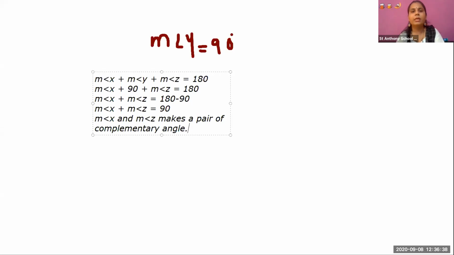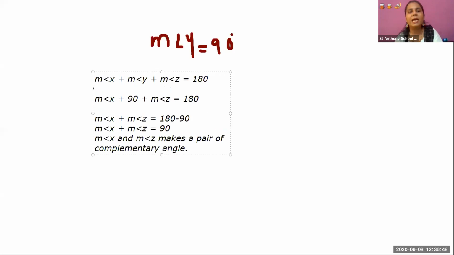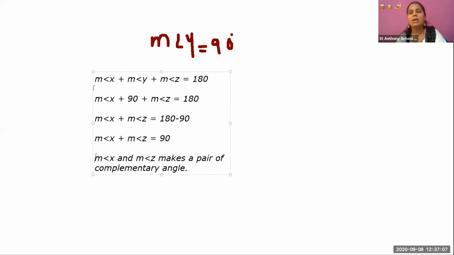Okay, so again let me make you understand this. The measure of angle X plus angle Y plus angle Z is equal to 180 degrees. The reason for this is that the sum of all the angles of a triangle is equal to 180 degrees. Now the value of X and Z is not given. So angle X plus angle Z is equal to 180 minus 90, which is equal to 90. Therefore, the measure of angle X and the measure of angle Z make a pair of complementary angles.